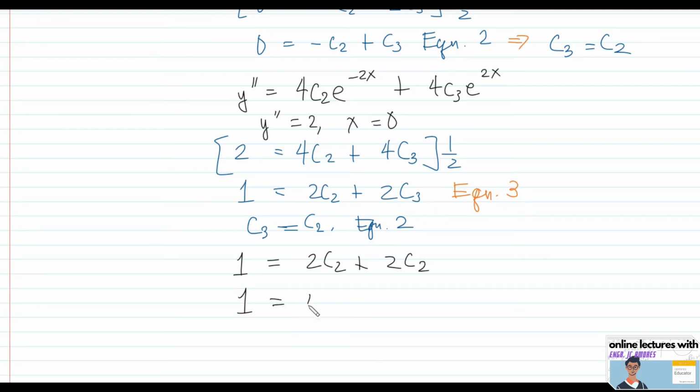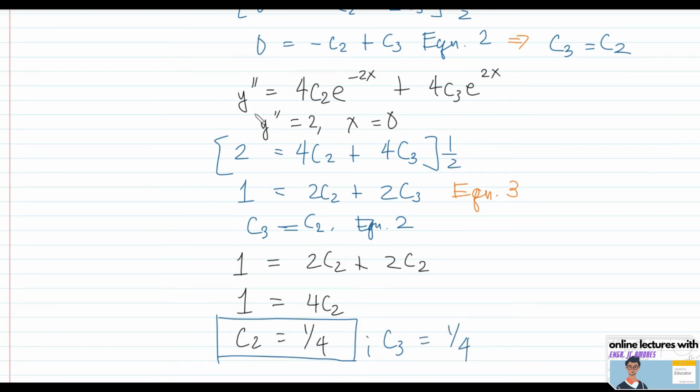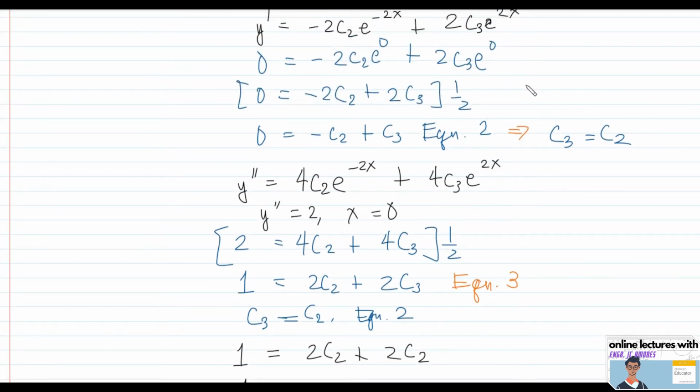So we have 1 is equal to 4c2, and c sub 2 would be equal to 1/4. Okay, and of course, c sub 3 is also equal to 1/4. No? That would be from equation number 2. Now, the only thing left is to solve for c sub 1.